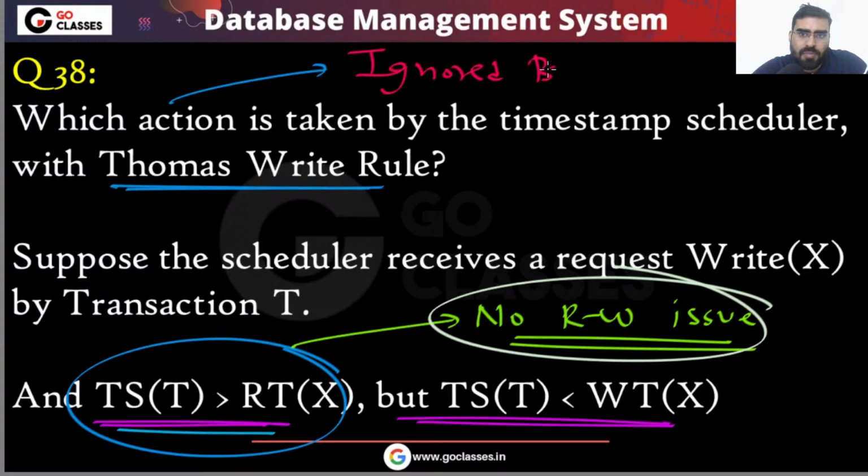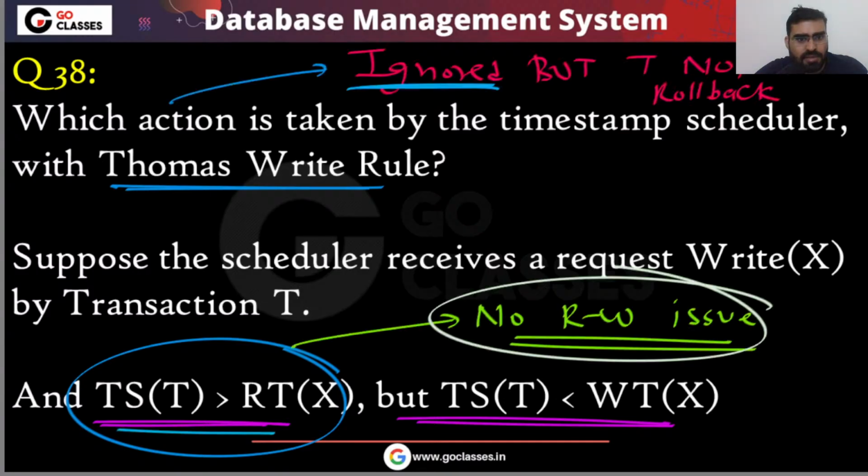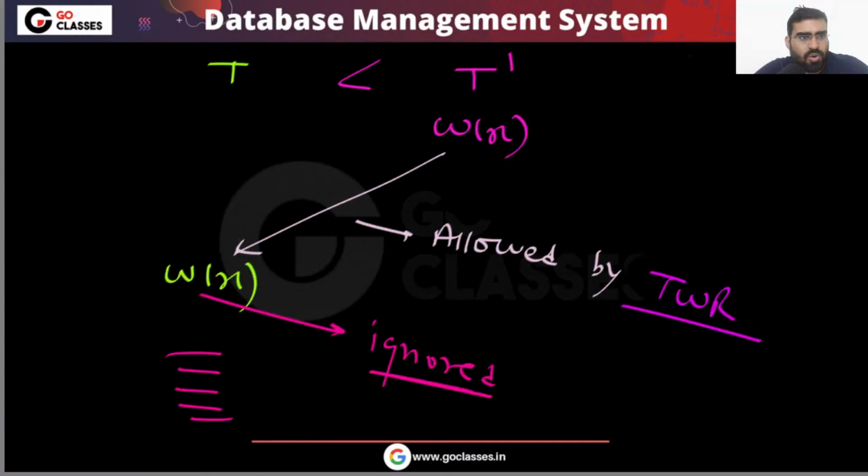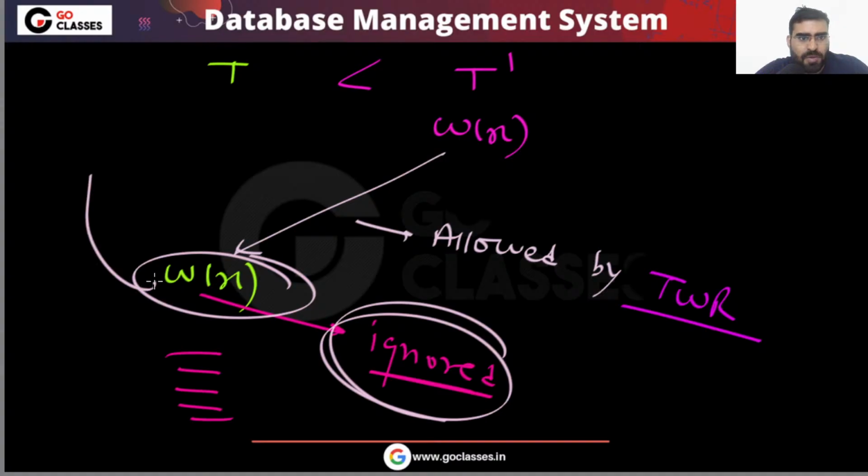Ignored, but the transaction will not roll back. Sorry for that. It will not be allowed, it will be rolled back. Sorry, it will be ignored. Is this clear what I'm saying? It will not be allowed, I can say this operation will be ignored. This operation will not be allowed.